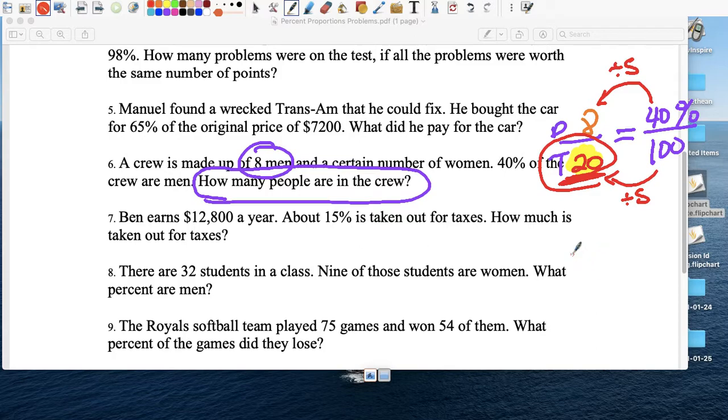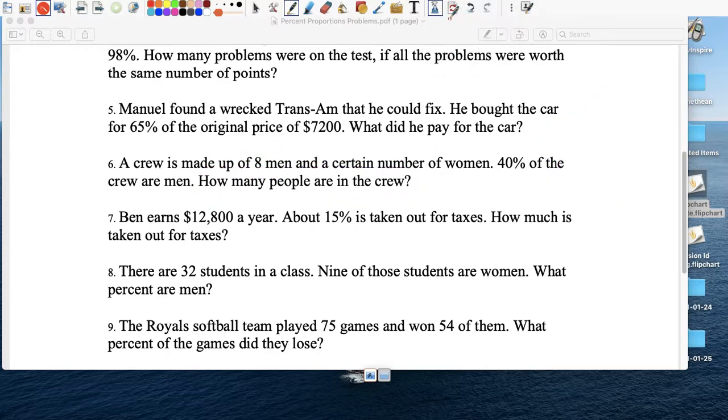8 son hombres. 8 are men. Can I find cuántas son mujeres? Bueno, sería 20 menos 8. And it's going to give me 12. And 12 would be the number of women. Si fuera una pregunta todavía que existiría, que pueden preguntar también. Right? If they wanted to know the number of women, we can say there are 12 women in this group.